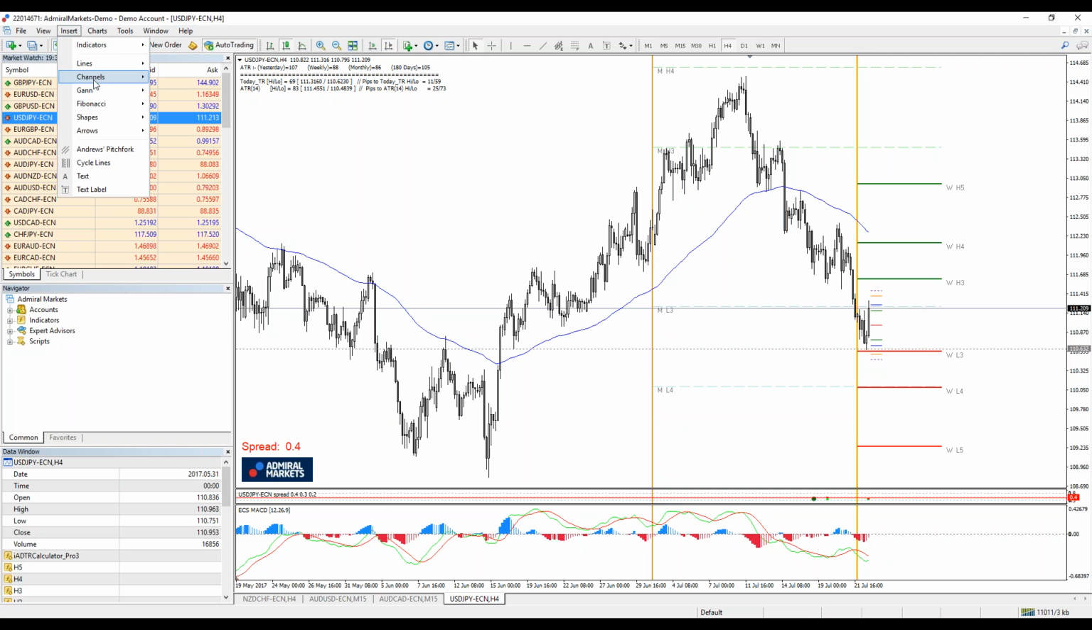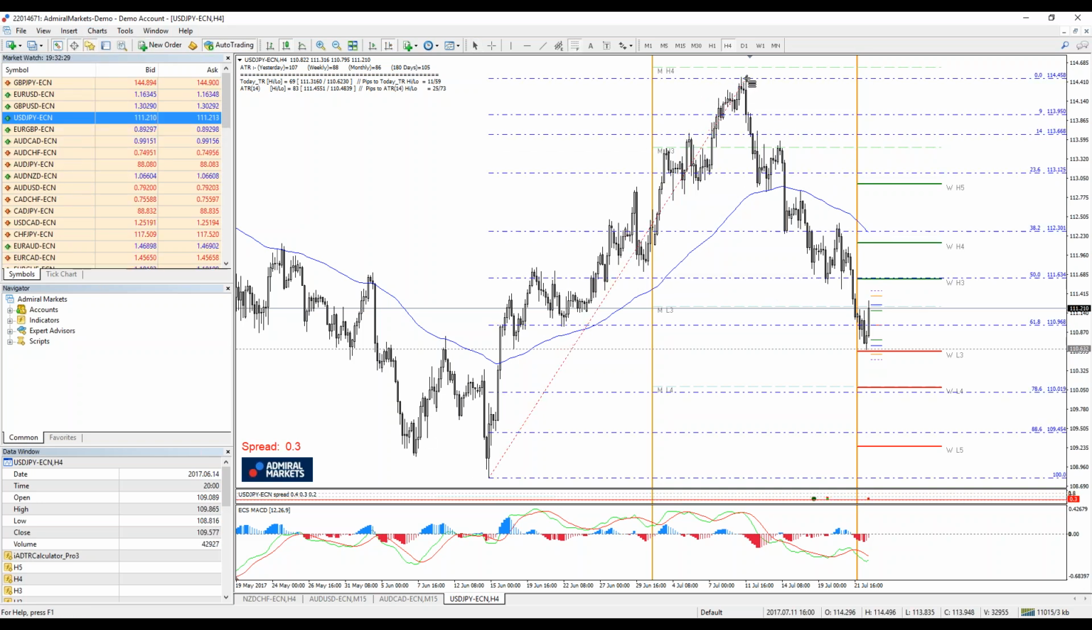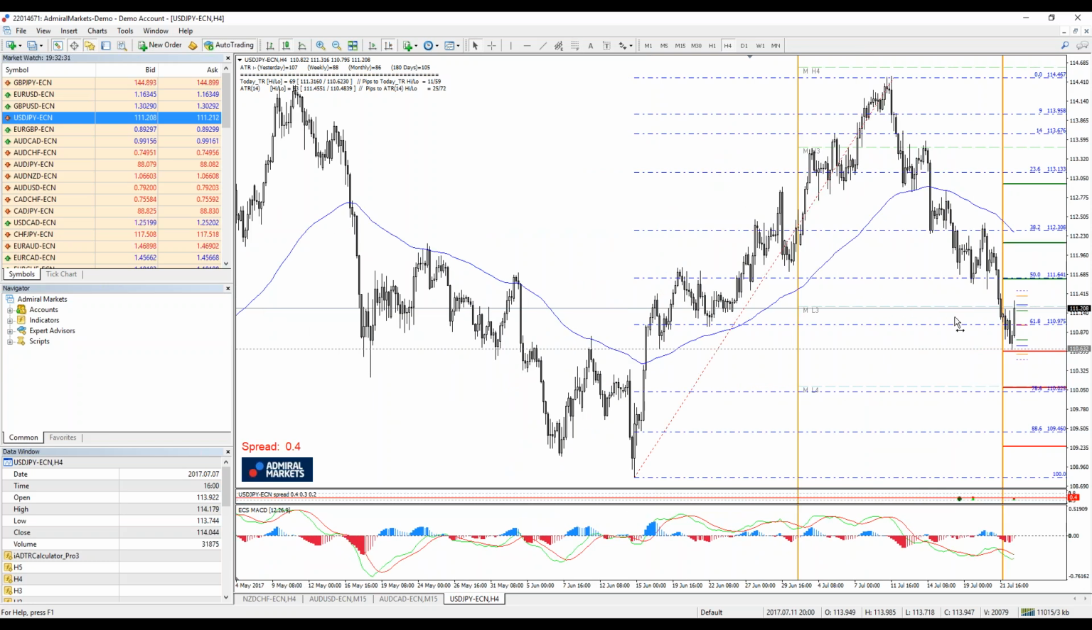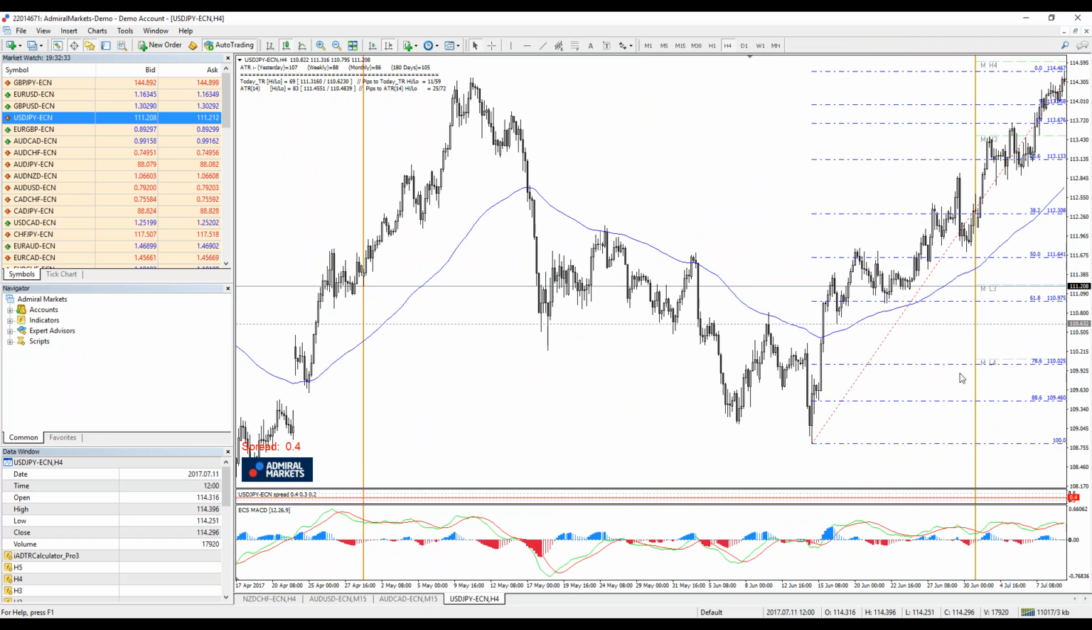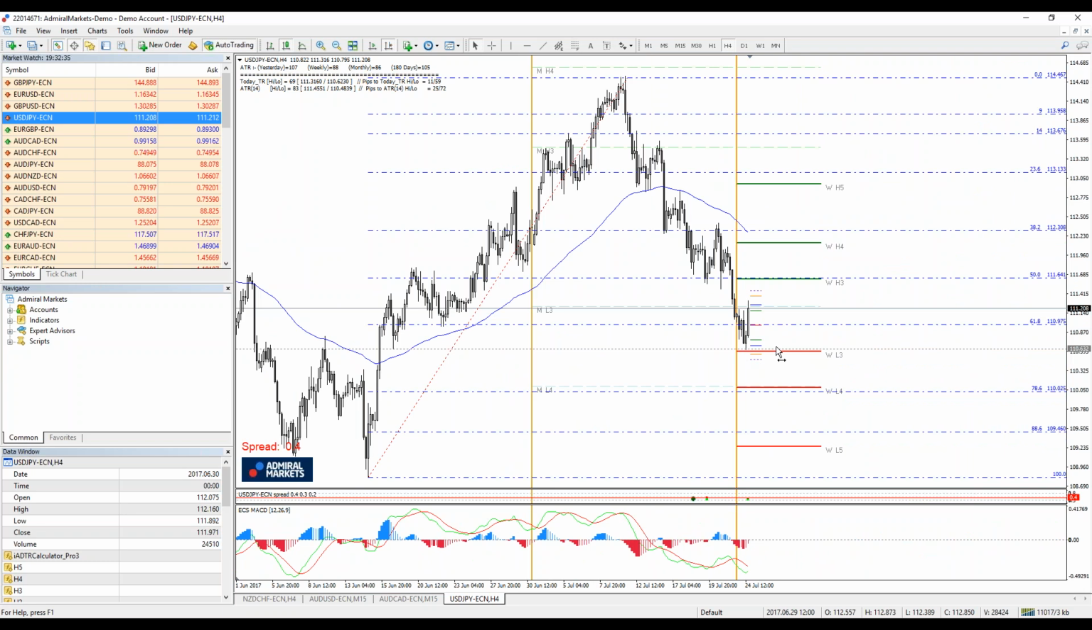This is how I draw FIBO, from left to right. You see, this is the left, the past. This was also the present. So past and present give us the future. The future is here. So always from left to right.